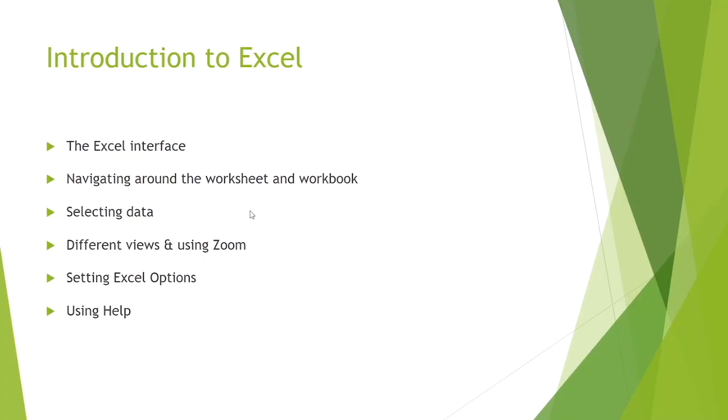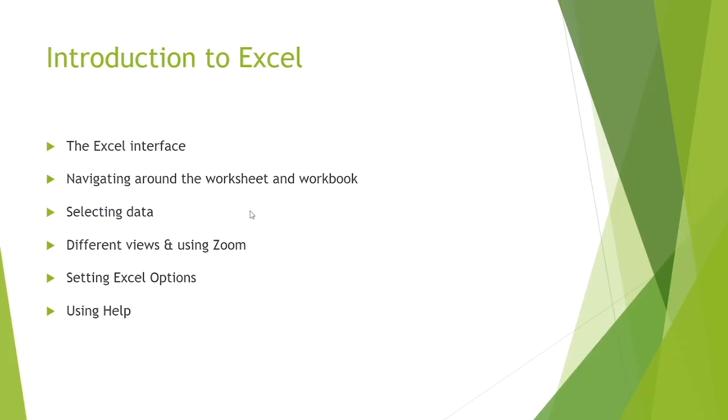There's several views available, different ways of looking at your data in Excel, and of course zooming in and out if you want to make things on your screen seem a bit bigger so they're easier for you to see. Not when it comes to printing, but just for viewing on the screen, we'll be able to use zoom. And then we'll finish off looking at some of the default options you can set within Excel, and finally using help. So without further ado, let's move on to the Excel interface.